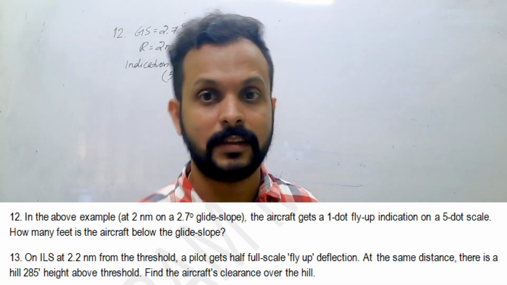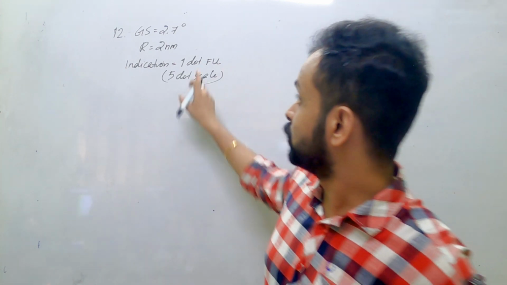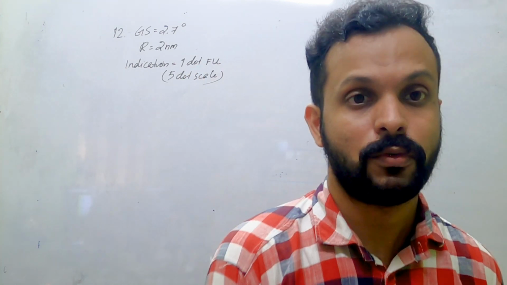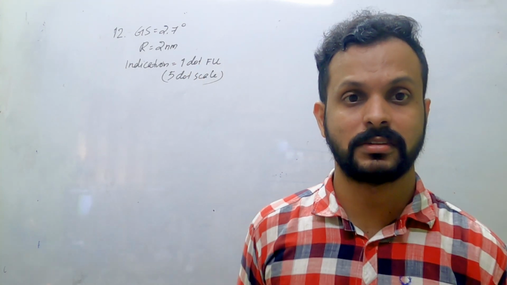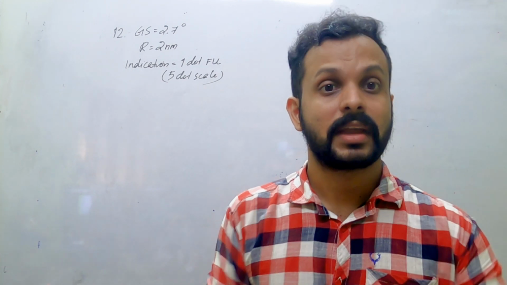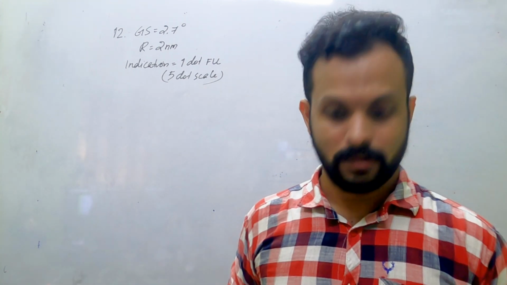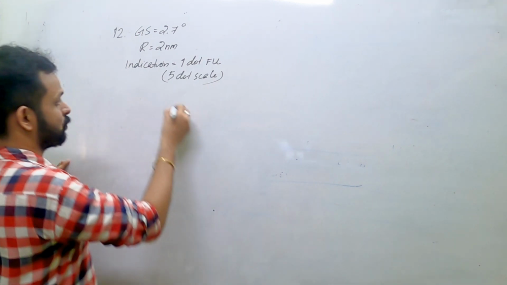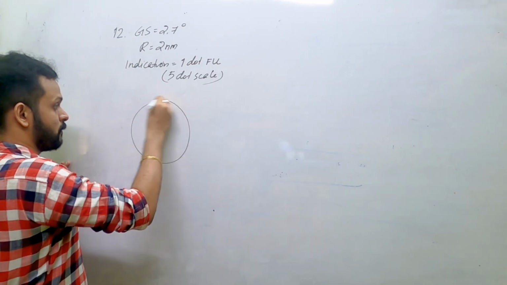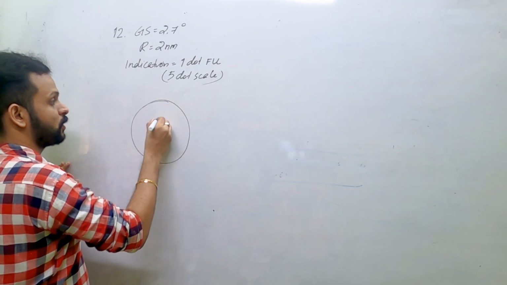It is very clear that the aircraft is not on glide slope, because if it were, it wouldn't show you this 1 dot fly up indication. Where is the aircraft? Is it below or above the glide slope? It's below, because it's saying fly up. So let's draw that very quickly to understand how it looks. We're not bothered about the localizer here because it is not mentioned.